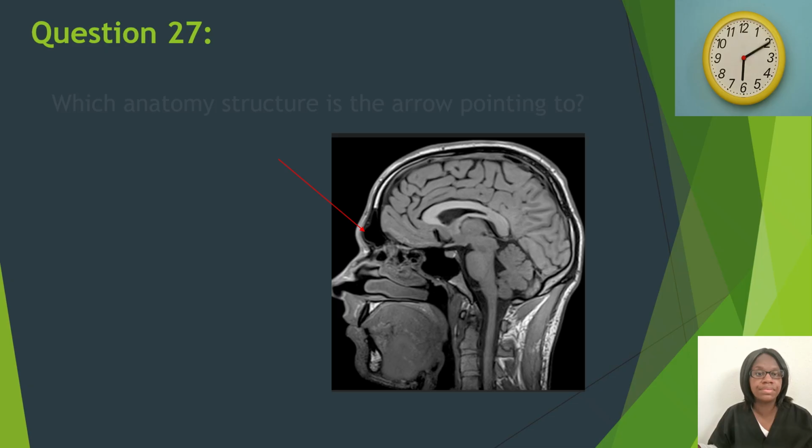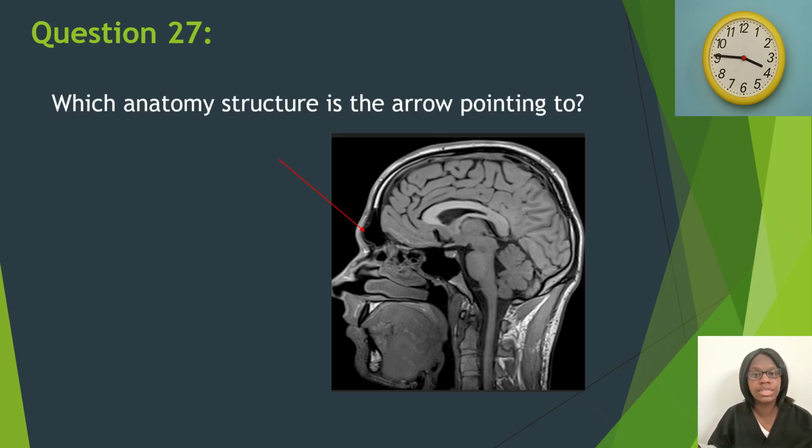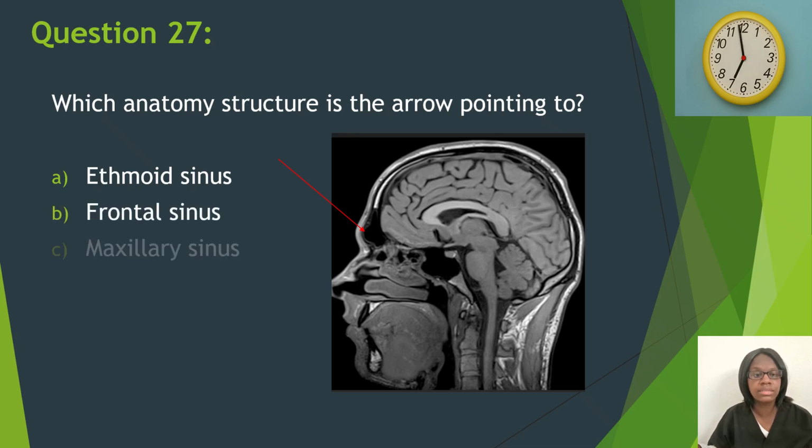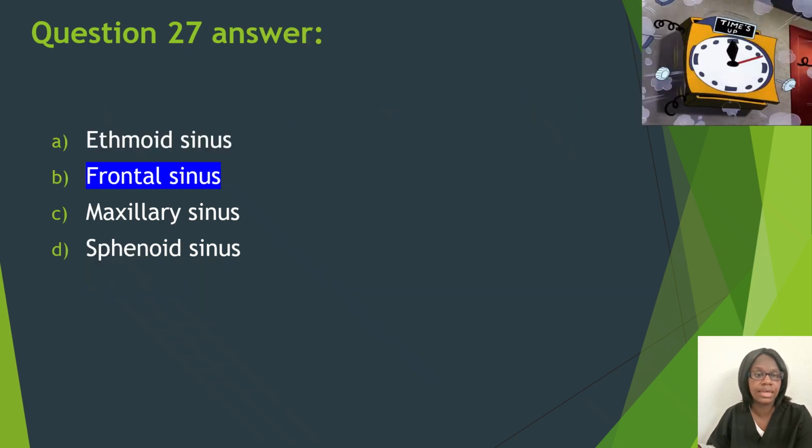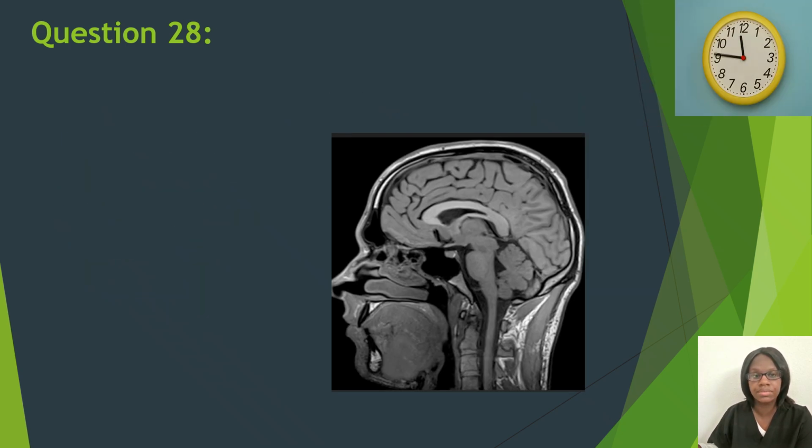Question 27. Which anatomy structure is the arrow pointing to? A, ethmoid sinus, B, frontal sinus, C, maxillary sinus, or D, sphenoid sinus? All right, the correct answer is B, frontal sinus.